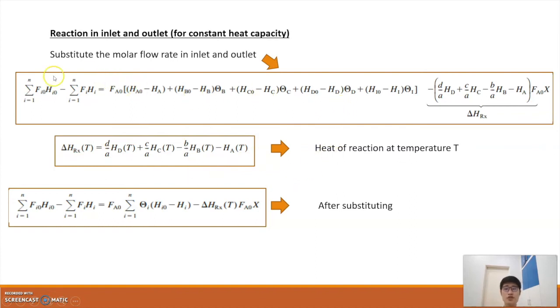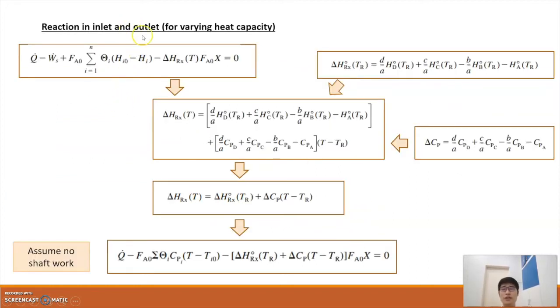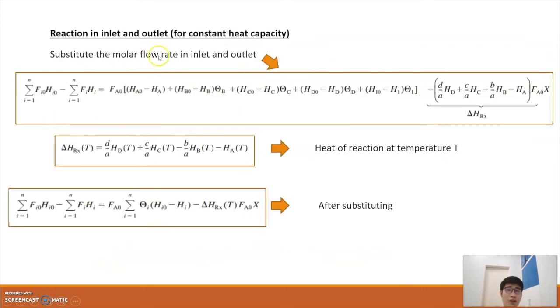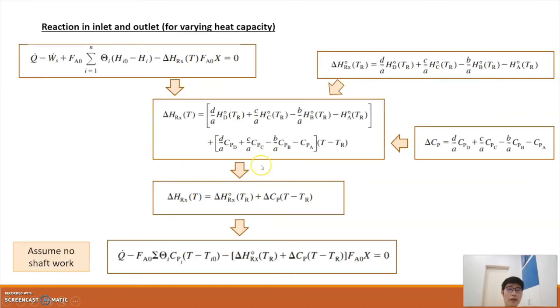So if we want to shorten this whole equation, we can get this one, the summation of the inlet, and we can summarize this one as HR. As for this one, it is the reaction in the inlet and outlet for varying heat capacity. Just now was the constant heat capacity, where the heat of reaction does not consist of the Cp changing value. This one we have to consider the Cp change value, as we do not assume that the heat capacity is constant, meaning that the enthalpy is not constant.